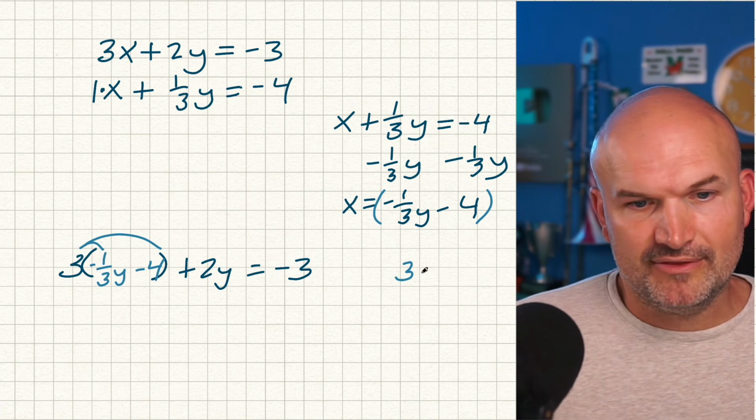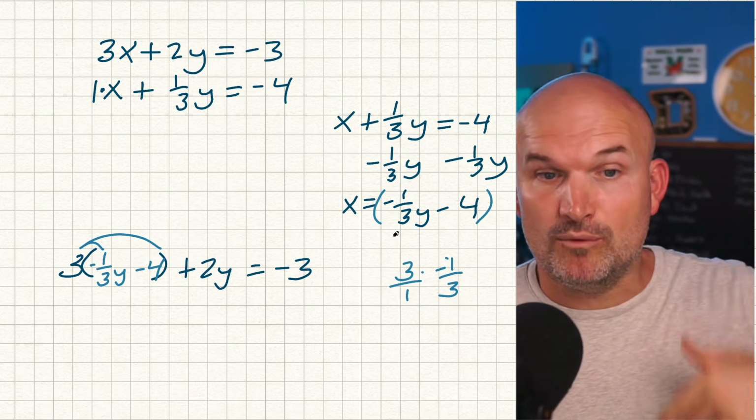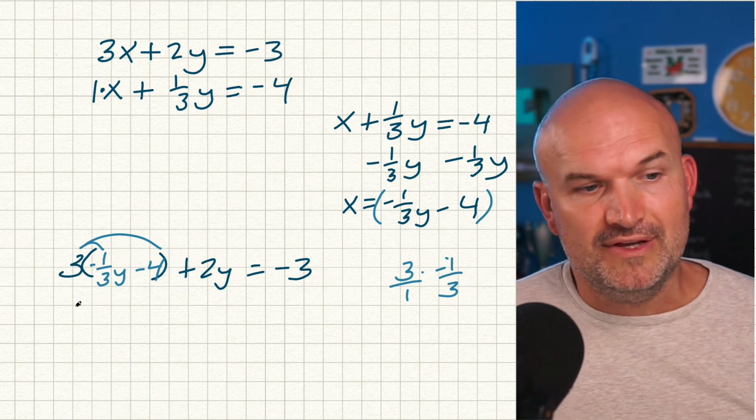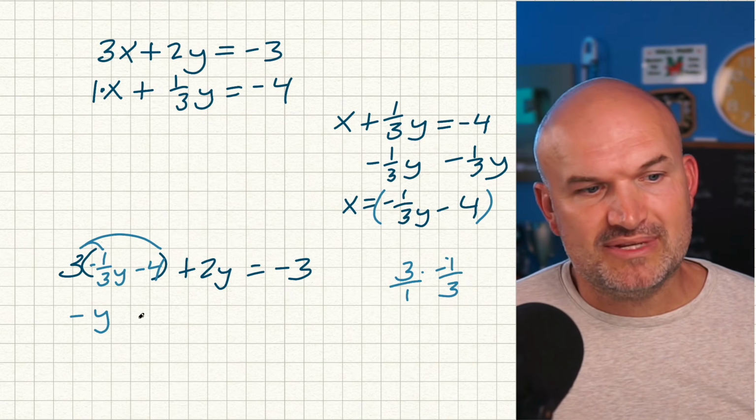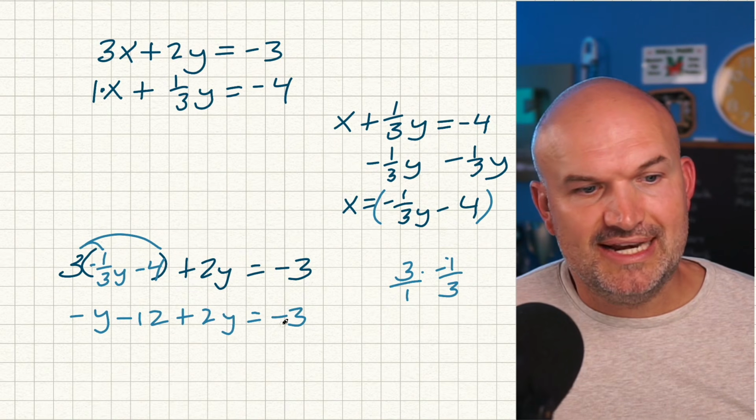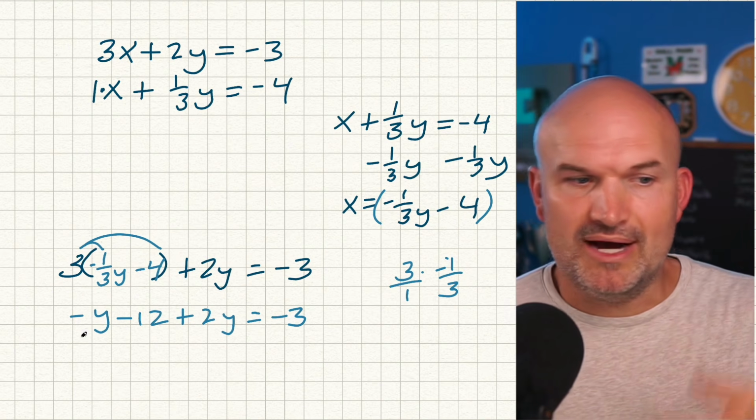Now, some students will forget 3 times a -1/3. Remember, this 3 can be rewritten as 3/1. These are reciprocals of each other, right? Anything multiplied by its reciprocal is 1, but it's a negative. So therefore, I'm going to have a -y. And then in this case, I have a 3 times -4, which is a -12, plus a 2y equals a -3. Now I can combine my like terms, -y plus 2y.